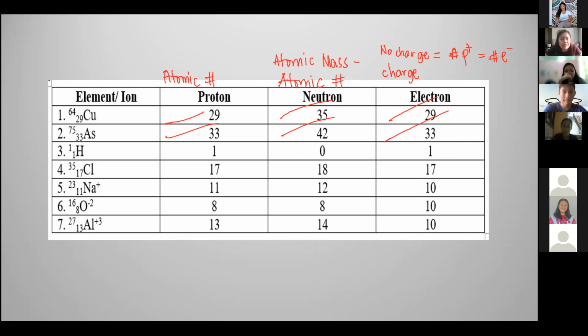Now for number 3, so this is 1, and then pareho man sila 1. So this is the only thing na nagpantay. This is the only example na nagpantay si atomic mass o si atomic number, kay hydrogen. So 1 minus 1 is equal to 0. So walay neutron si hydrogen and wala man siya charge. So this is correct also, 1.